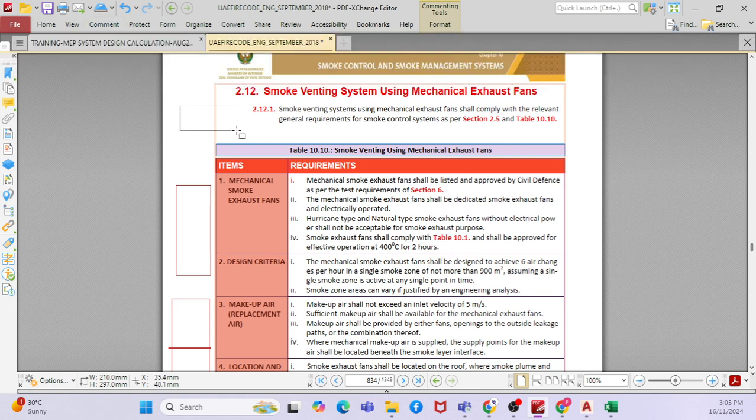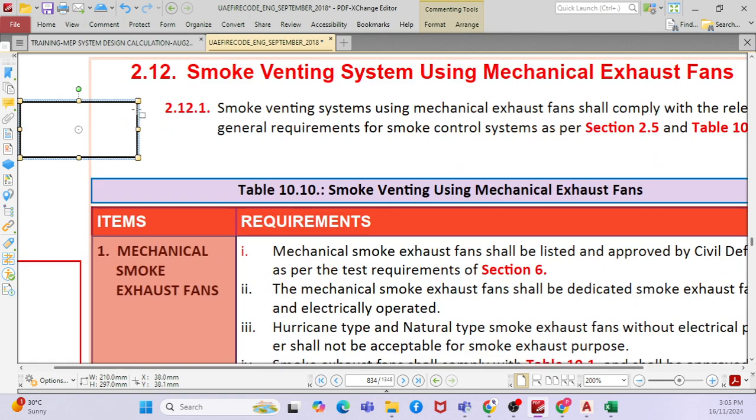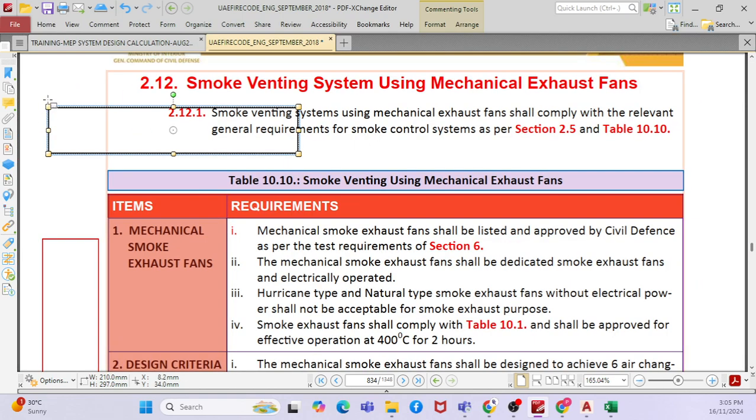Say for example, I have a warehouse here. It is a lengthy warehouse. Whenever I design my smoke management system, I will be considering 900 square meters as one zone, every 900 square meters. In this particular area, I have to provide one makeup air and one exhaust, basically.